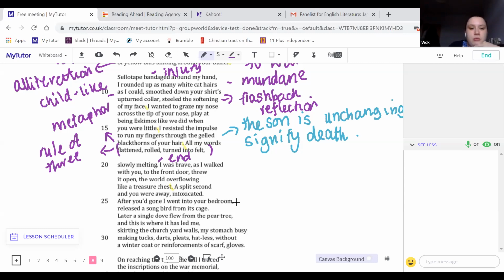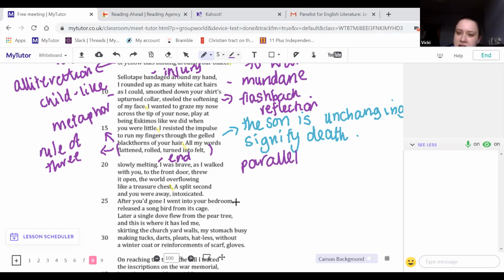I was brave as I walked with you to the front door. So I think this is very much parallel. And I don't know, I find it a bit odd to say that she was the one that was brave. Although she doesn't say you weren't brave, I just think it's an odd thing to focus on her rather than him.